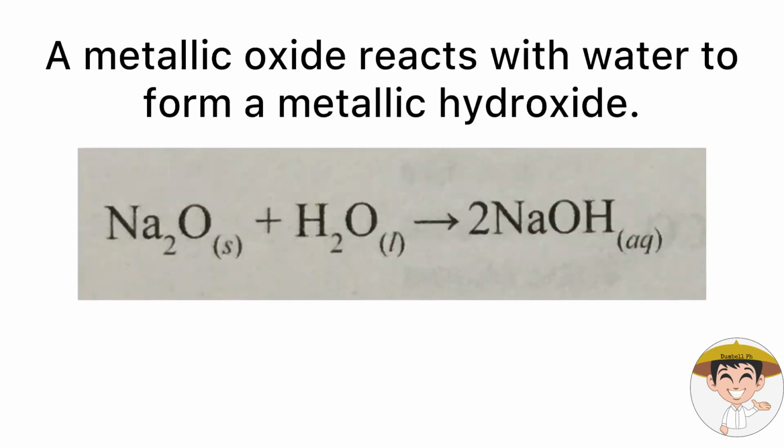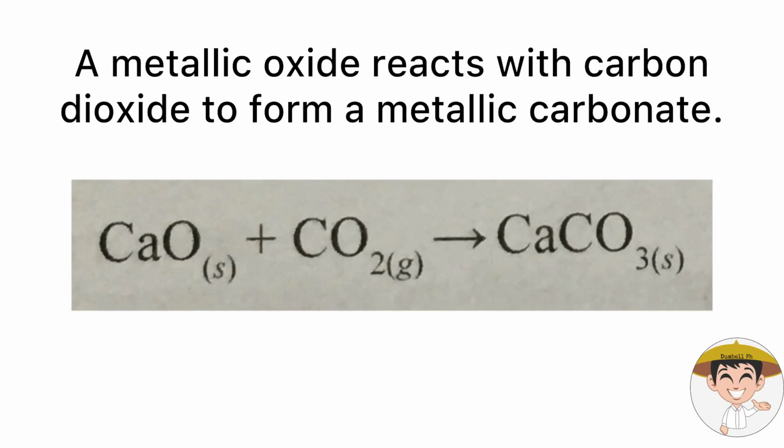For example 5, a metallic oxide reacts with water to form a metallic hydroxide or a base. So we have here the metallic oxide sodium oxide reacting with water, so we form a metallic hydroxide, which is sodium hydroxide. Next example, a metallic oxide reacts with carbon dioxide to form a metallic carbonate. So we have here the metallic oxide, calcium oxide, reacting with carbon dioxide, forming calcium carbonate, which is a metallic carbonate.